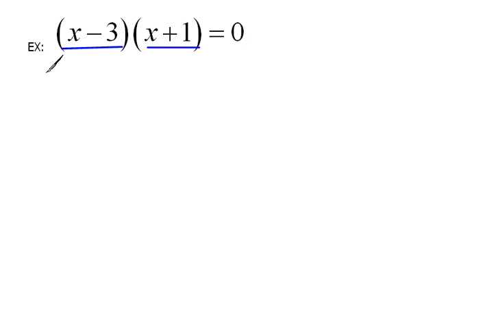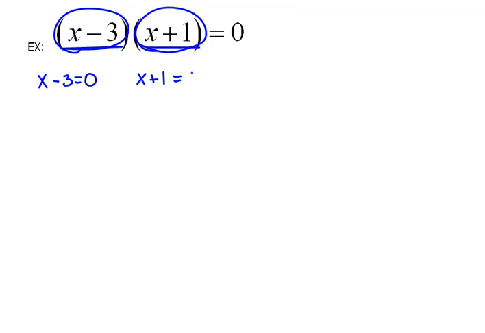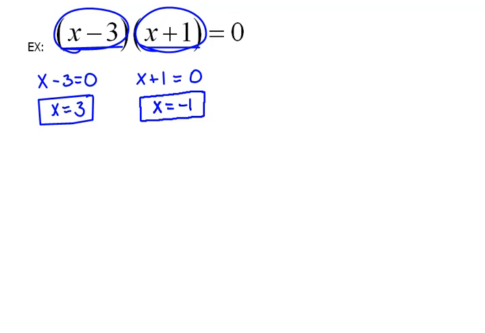So, according to the property, either the first factor could be 0, so x minus 3 could be 0, or that second factor could be 0. So either x minus 3 or x plus 1 could equal 0. Now let's solve each one of these little mini equations. If we add 3 to both sides, we get x equals positive 3. There's one answer. If we subtract 1 from both sides, we get x equals negative 1. There's our other answer.